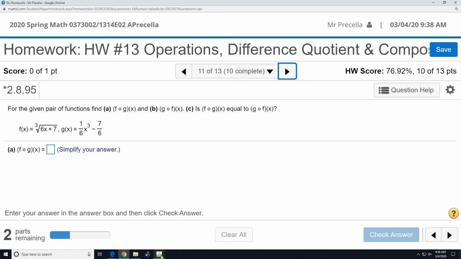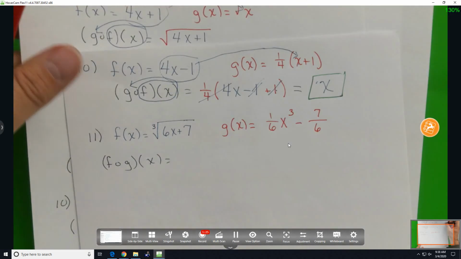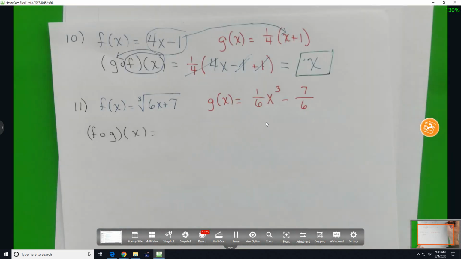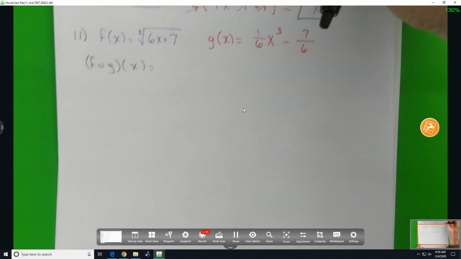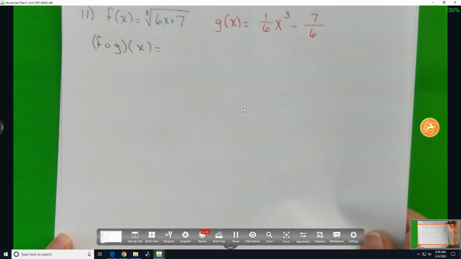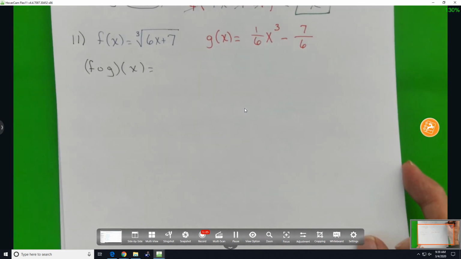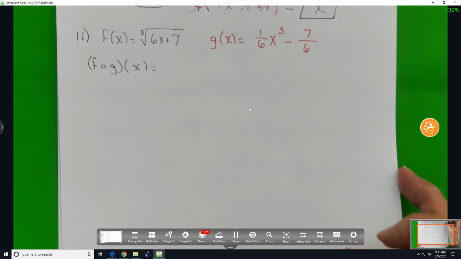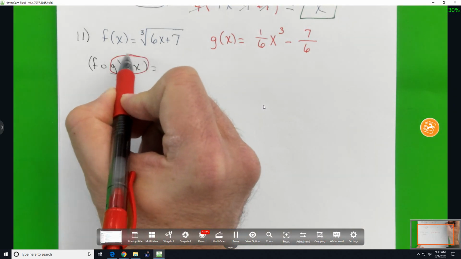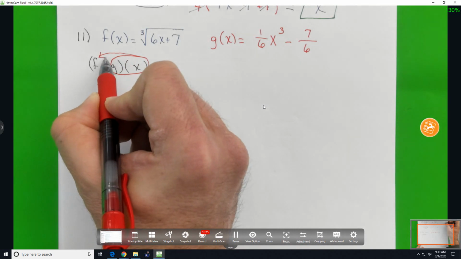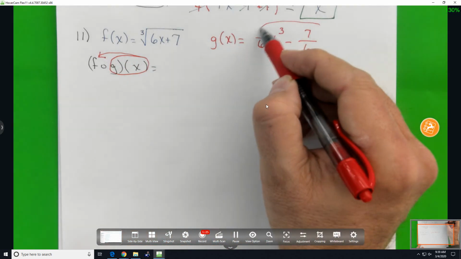We sort of have an advantage in that we know the answer is going to be x, if they're inverses. Maybe it is, and maybe it won't. You know, they could have changed the program, Tony. Not if I'm doing it in my head correctly. So f of g of x. That means plug g into f. So plug all of this.